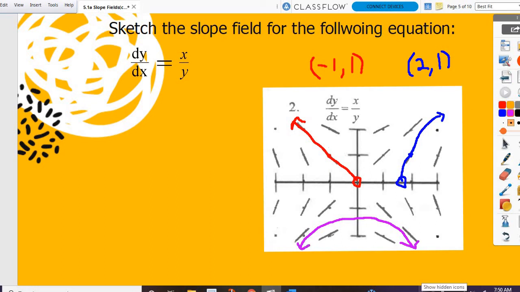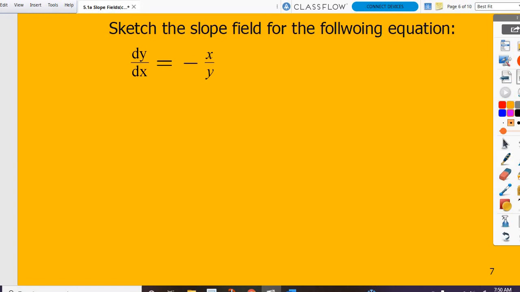So that's what one of mine would be below my x-axis. So let's look at another one. Here, my only difference is this time we've thrown a negative in front, so we're still going to be undefined when y is 0, and still going to be 0 when x is 0, but basically we're going to be flipped down.